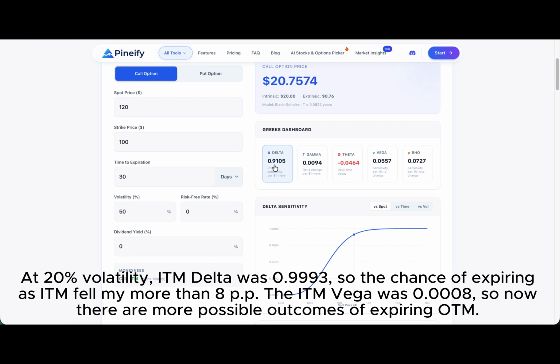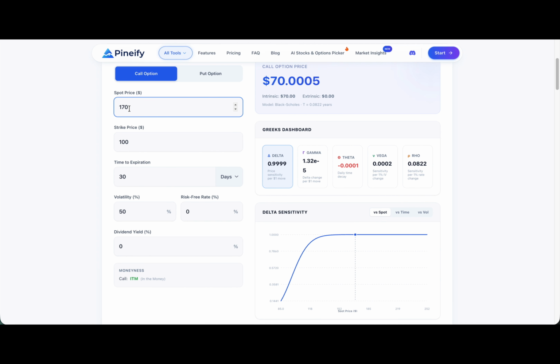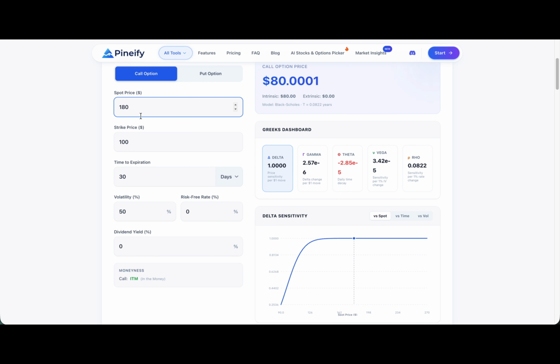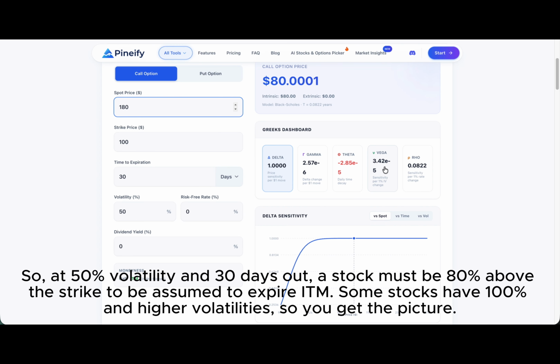The option is not behaving like a stock yet, and so the price needs to be, for example, 130. 130 is not even the case, but probably 150. It's not even the case. And if we put here 170, so for example, a price of 180, now we reach what we wanted. We need a price of, for example, 80% above in order for the option to behave like a stock and the Vega to be reduced basically to zero.